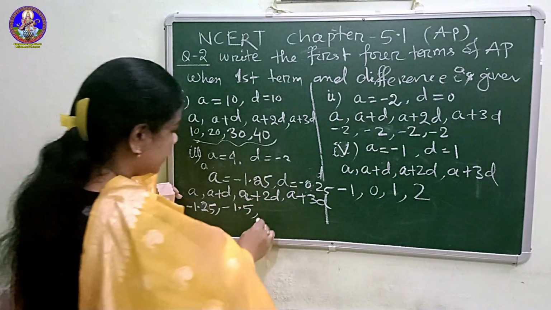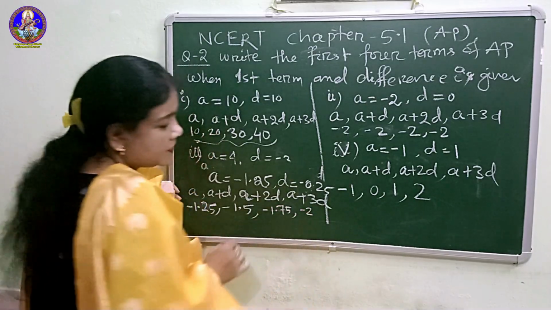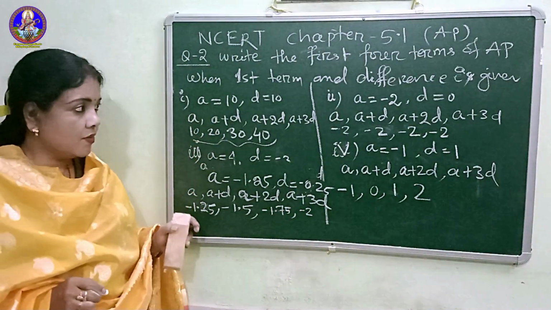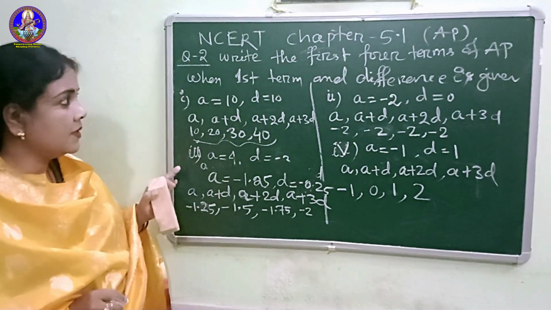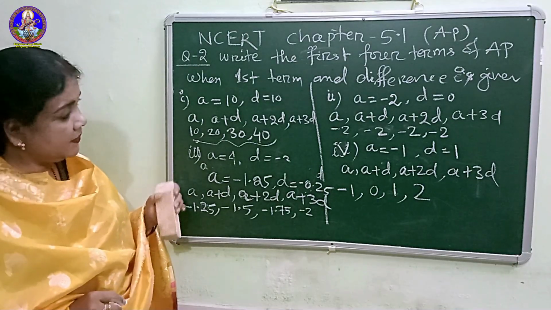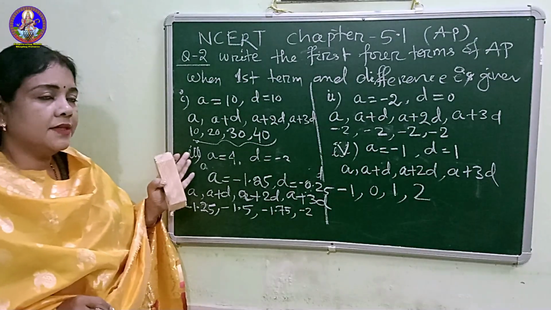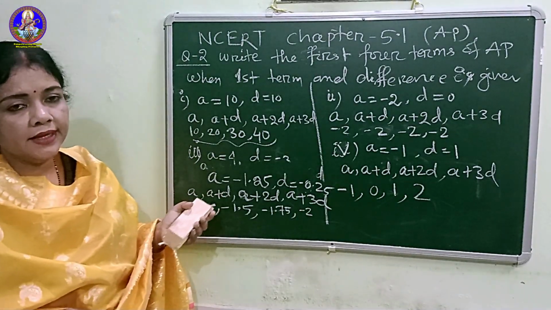Similarly, this is minus 1.75 and minus 2 will be the answer. Now, I hope you can understand how to solve these 4 terms if the first term and common difference are given, and you have to follow this method. It is a very easy method to find the 4 terms in an AP.